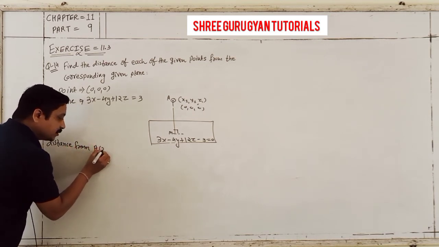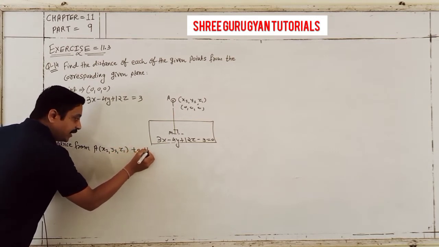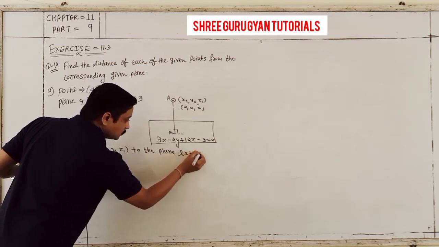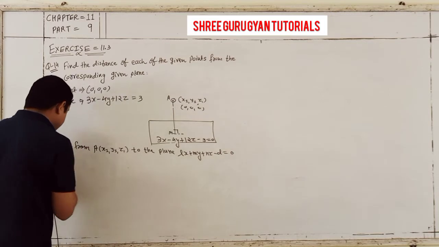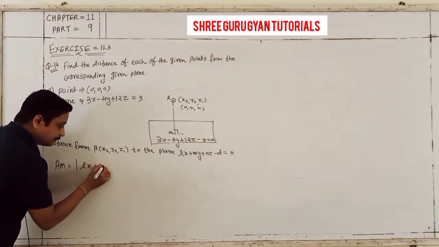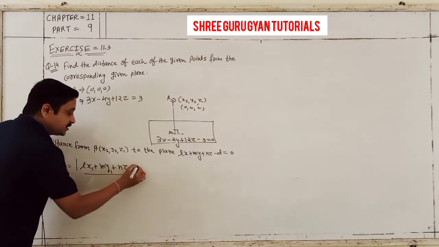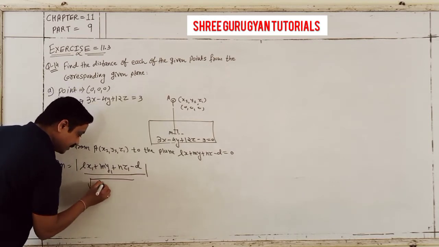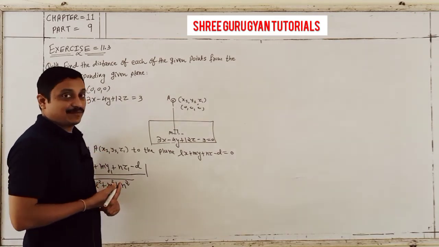The distance from A (x1, y1, z1) to the plane lx plus my plus nz minus d is equal to 0 is this distance: modulus of lx1 plus my1 plus nz1 minus d, upon the square root of l square plus m square plus n square. And apply the values of l, m and n.